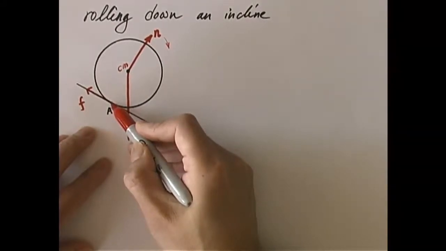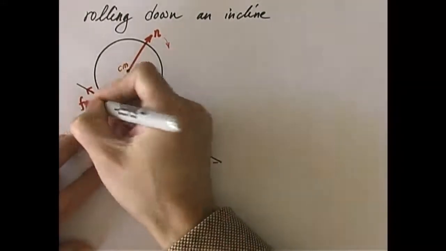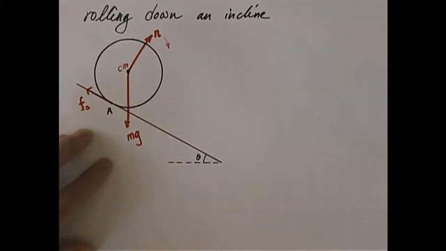If this point does not slide, if it only has a tendency to slide but there is no sliding going on here, then by definition it is the static friction I'm dealing with. Now, when it comes to static friction, immediately you know one thing: I do not know the exact value of static friction. All I know is that static friction can range all the way from 0 up to a maximum value, which is equal to mu s times n.